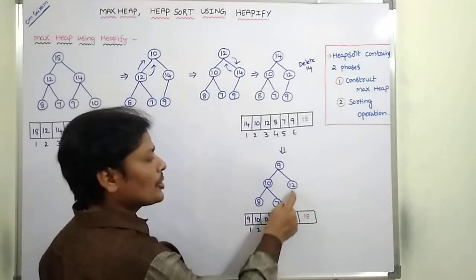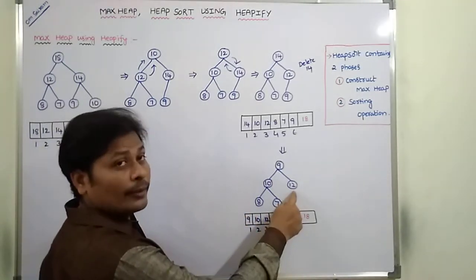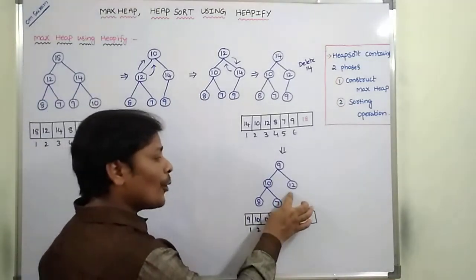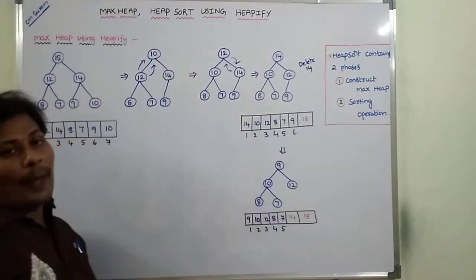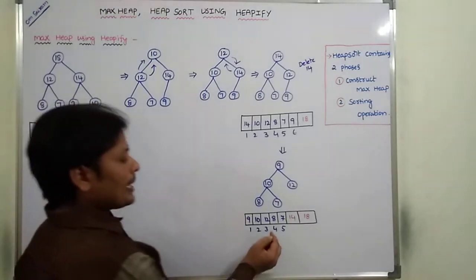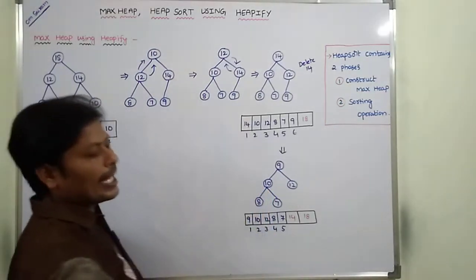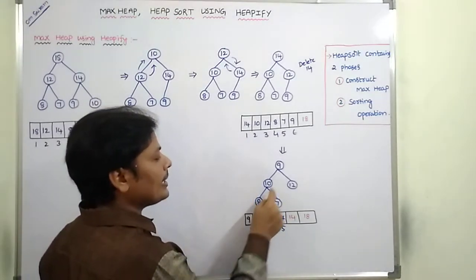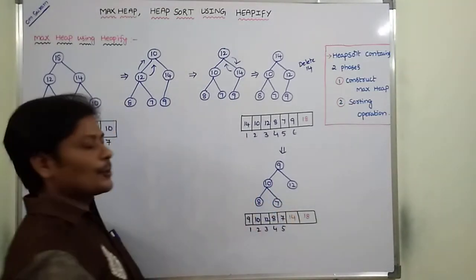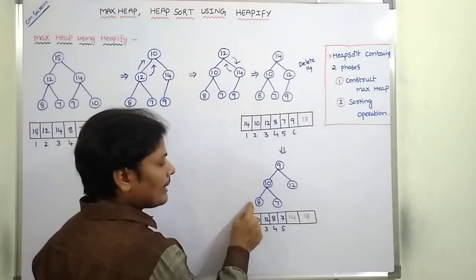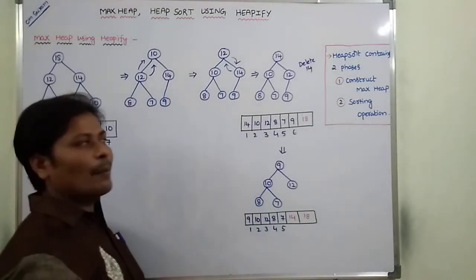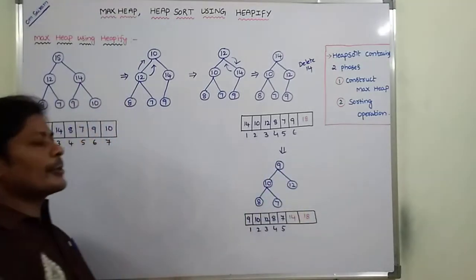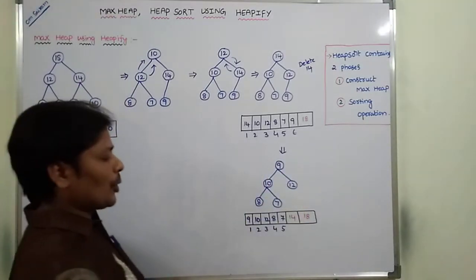Next element is 12, index 3. 12 does not have any child. It is a leaf node. It satisfies the maximum heap property. Next go for index 2, that is 10. 10 has two children: the left child is 8 and the right child is 7. So 10 is greater than 8. It satisfies the maximum heap property. 10 is greater than 7. It also satisfies the maximum heap property.